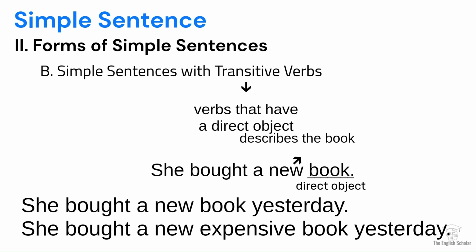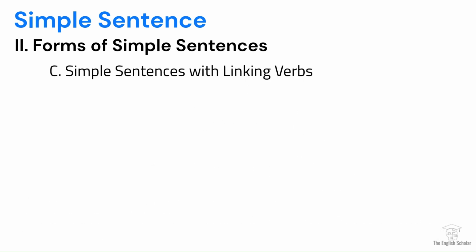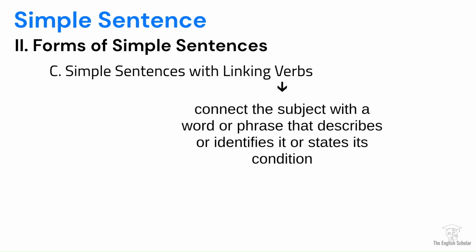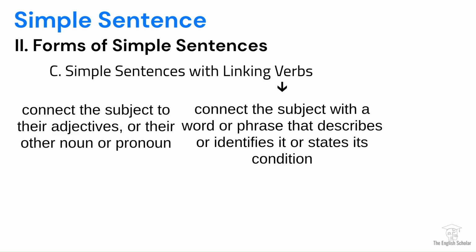The last and third form of simple sentences. Simple sentences with linking verbs. Linking verbs are verbs that connect the subject of a sentence with a word or phrase that describes or identifies it or states its condition. In short, they are verbs that connect the subject to their adjectives or to another noun or pronoun. In simple sentences with linking verbs, the verb is followed by a subject complement, which can be a noun, pronoun, or adjective. Here is the list of linking verbs.